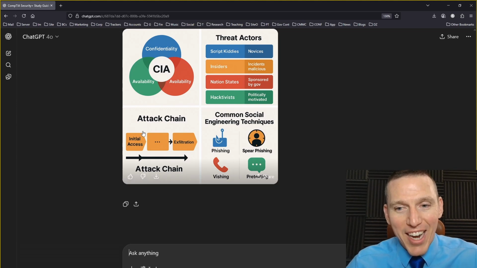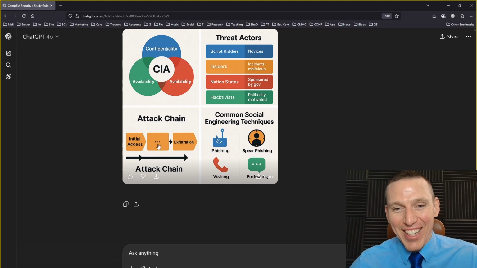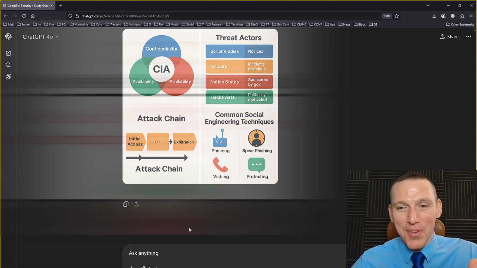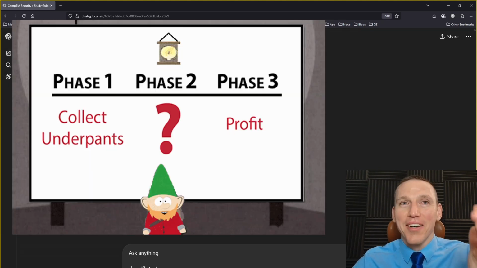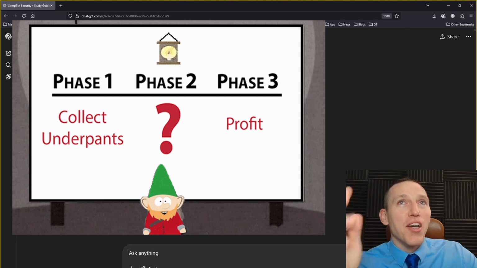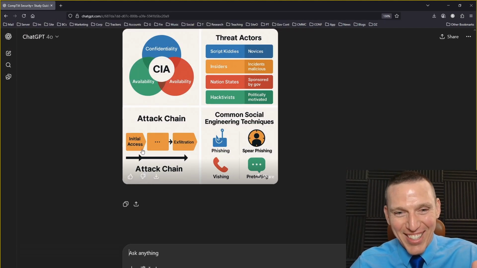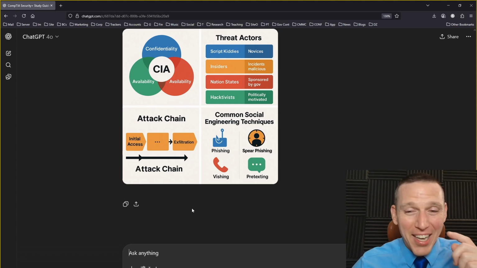And then an attack chain, we have initial access, something, and then exfiltration. This reminds me of that South Park, the underwear gnomes. Has anybody seen the underwear gnomes where they go, steal underwear? Profit. That's exactly what this is. That's pretty good.